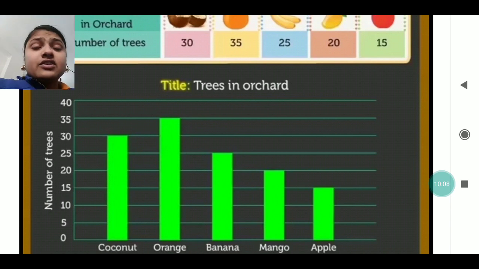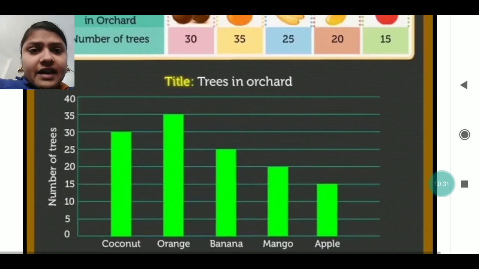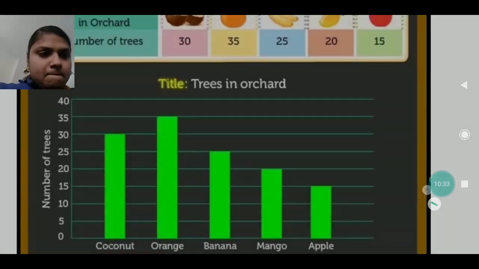See this one. In this you can see how many coconuts are there, 30 coconuts, 35 oranges, 25 bananas, 20 mangoes and 15 apples. So there we don't have to use any kind of symbol. So no need to use the key or the scale here. To this side we will write the numbers. You can see.